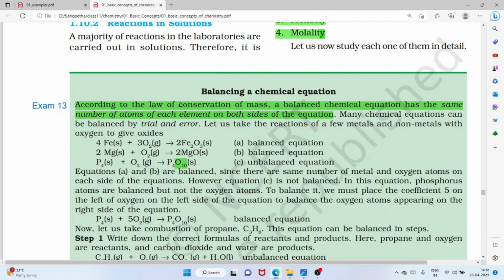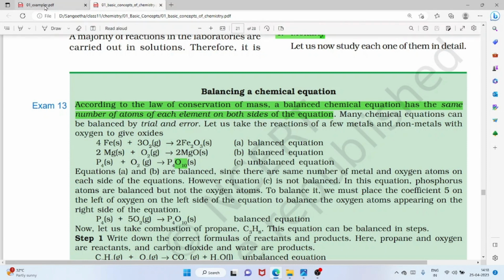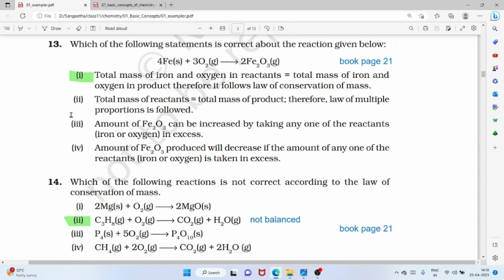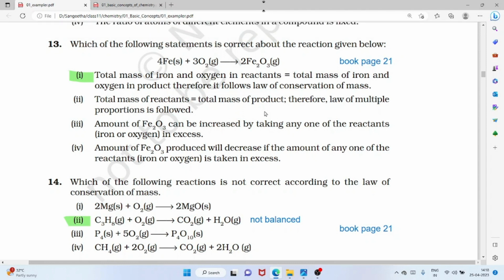According to the law of conservation of mass, the total mass of the reactants is equal to the total mass of the products. Therefore, the law of conservation of mass. This is iron and oxygen in the reaction, total mass of the iron and oxygen in the product. Okay, this one is correct. Amount of can be increased by taking any one of the. Okay, no. This is the correct answer.